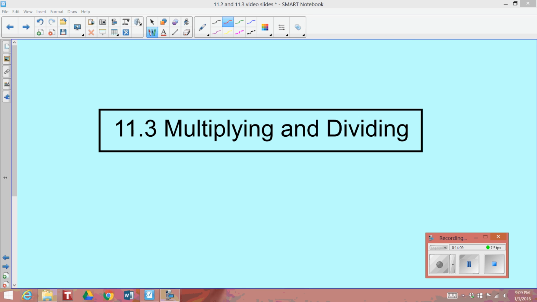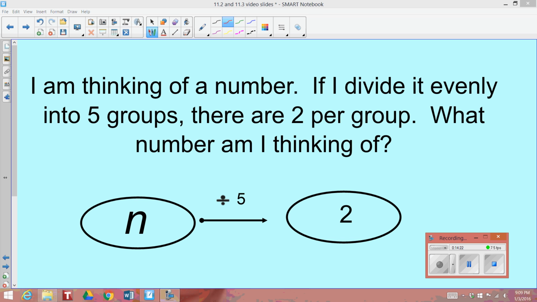Now we're going to zoom into 11.3, which is multiplying and dividing. It's the same strategies. We're just going to use the inverse operations in order to help isolate the variable. Alrighty, I'm thinking of a number. If I divide it evenly into 5 groups, there are 2 per group. So what number could I possibly be thinking of?